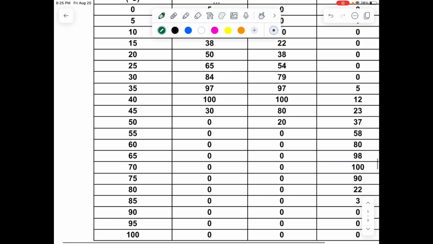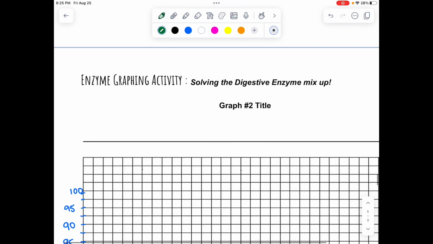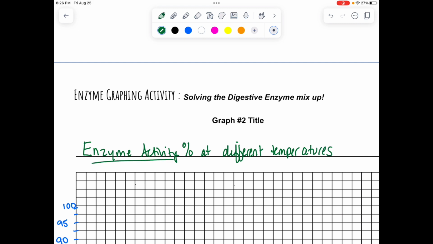This second one, we are looking at temperature versus enzyme activity. So we're going to call this one enzyme activity percent at different temperatures. Both variables, enzyme activity and then the temperatures that we're going to use.